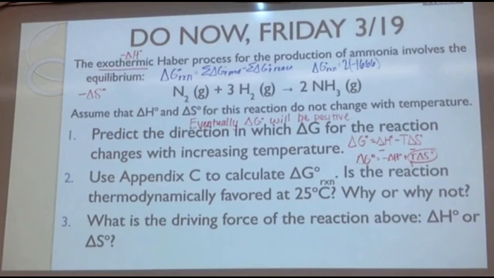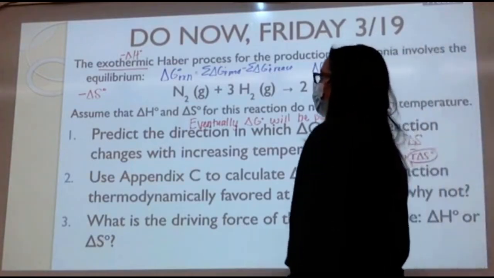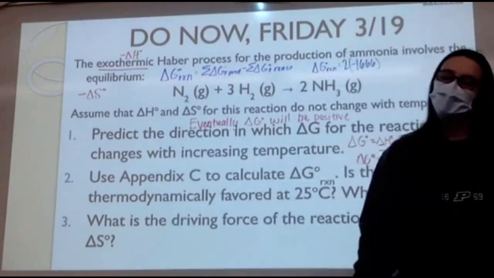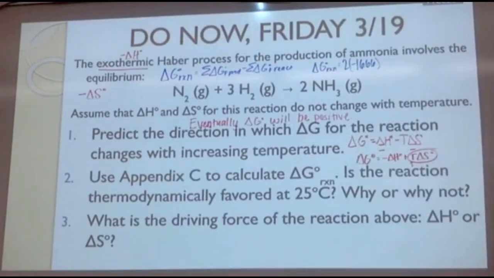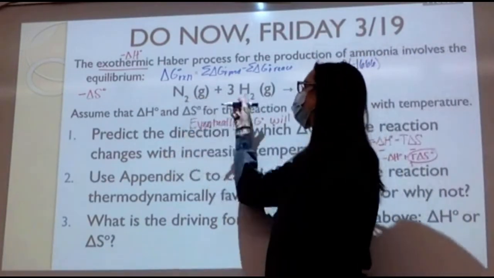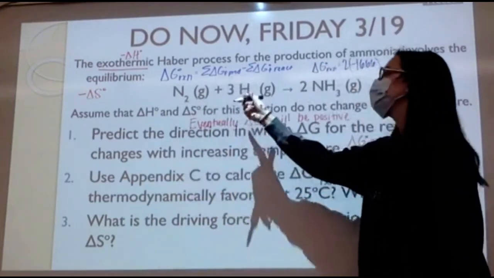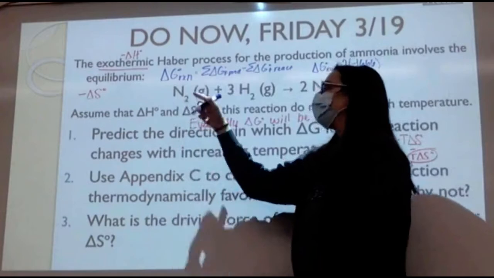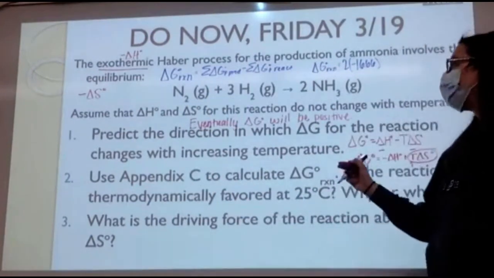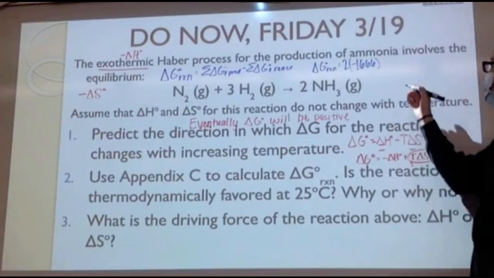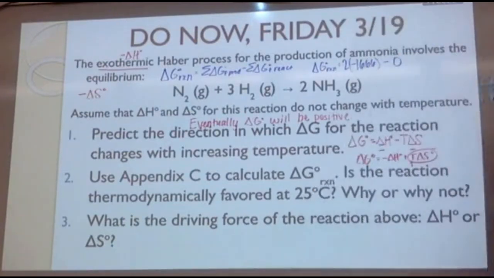So 2 times ammonia, there's our products, minus reactants. I'm not even going to look at my reactants on here. Why do I not even need to look at reactants for both of these? They're 0. These are the elements, right? These are diatomic elements, so molecules, that are in their most stable state. N2 exists as N2 gas. Hydrogen exists as H2 gas. They're both 0. So really, we have 2 times the free energy of formation of ammonia.